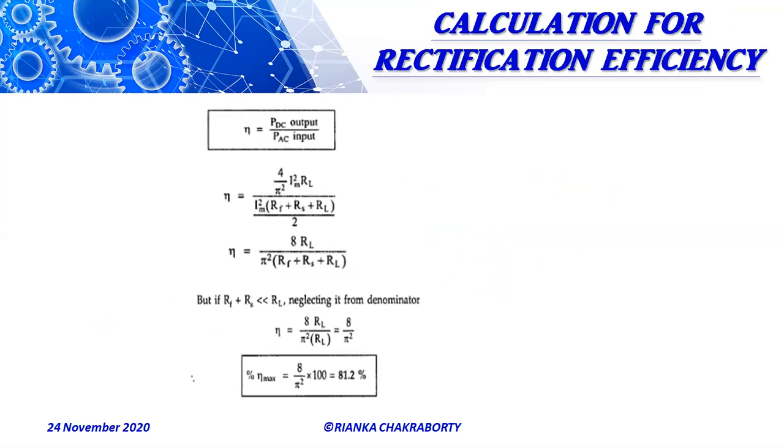So this is the calculation for rectification efficiency. Here also the formula is the same. The rectification efficiency is denoted by eta, which equals PDC by PAC. PDC equals 4 by pi square Im square RL. We got this value in the case of the half wave rectifier. Please watch my video of half wave rectifier calculations. And PAC equals Im square (RF plus RL plus RF plus RS plus RL), sorry, by 2. If we calculate this, we get the value of rectification efficiency, which equals 81.2% actually.